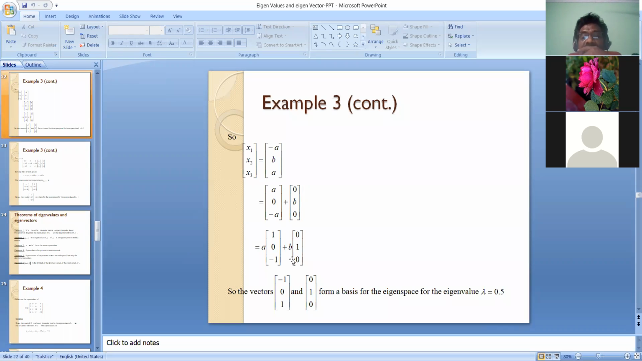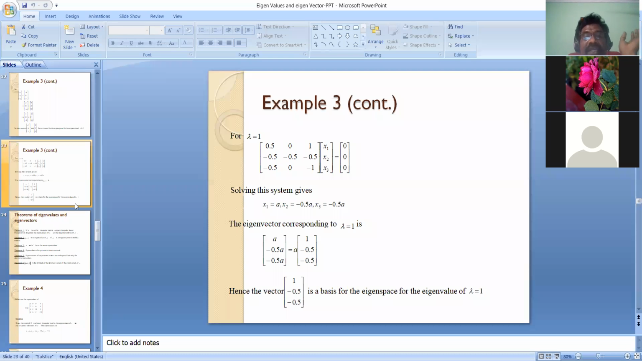If A equal to 1, B equal to 1, or if A equal to some other value and B equal to some other value, we come across 2 different eigenvectors, say, that are linearly independent eigenvectors.